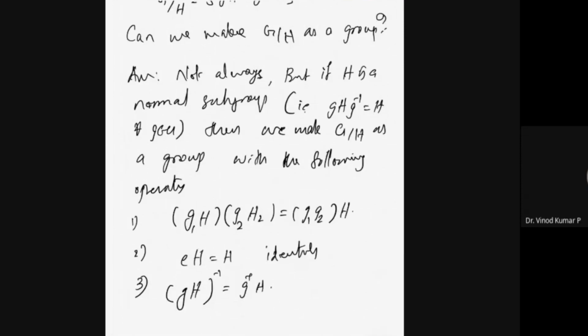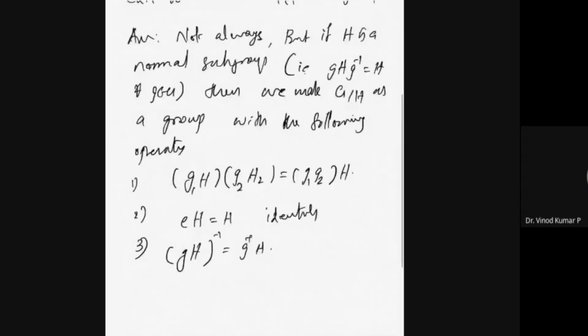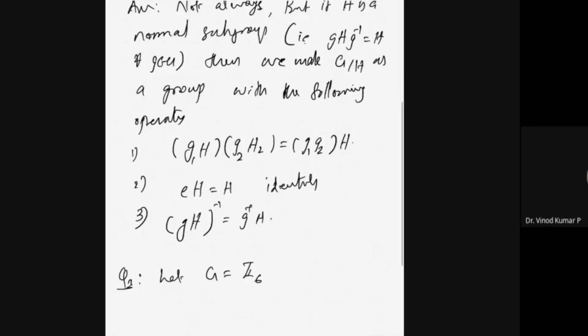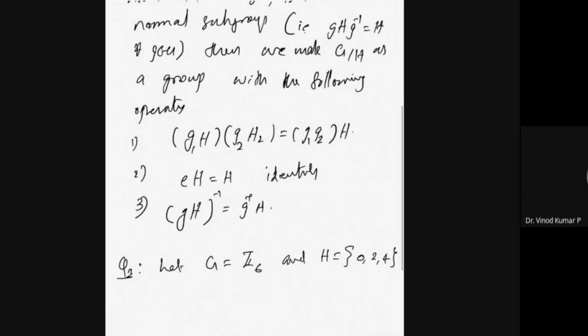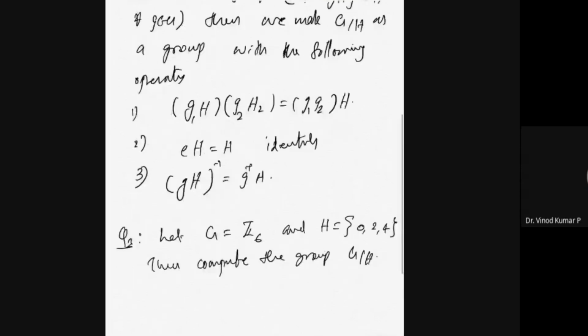Okay, now let's do a simple problem. Let G be the group Z6. I hope everyone is familiar with Z6, and H be the group {0, 2, 4}. So H is a subgroup of G. Then compute the group G/H.